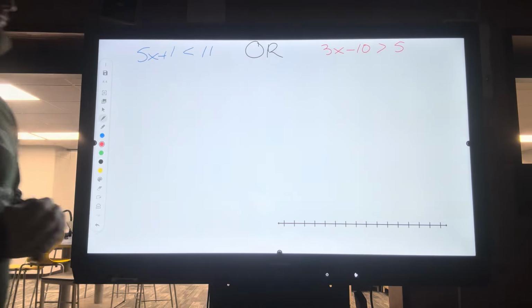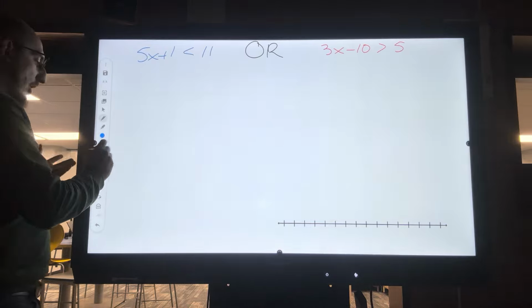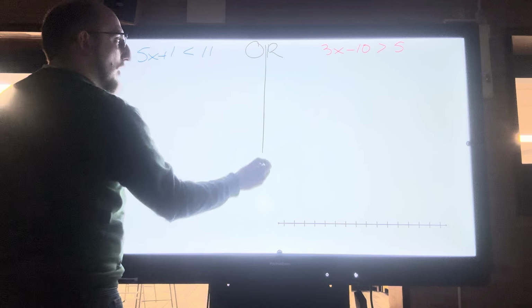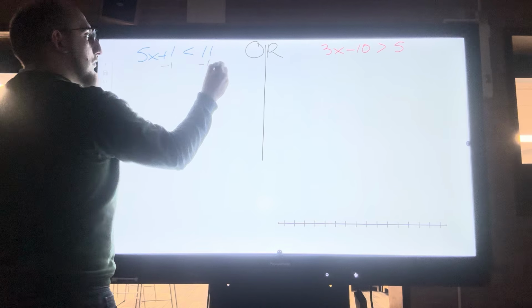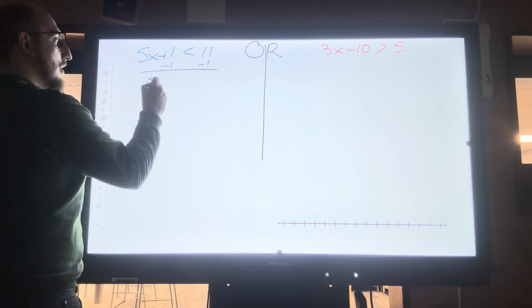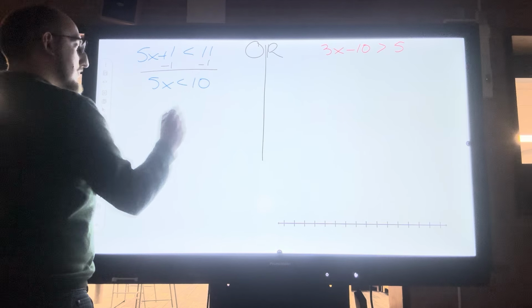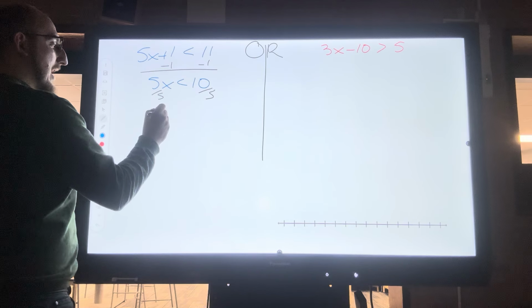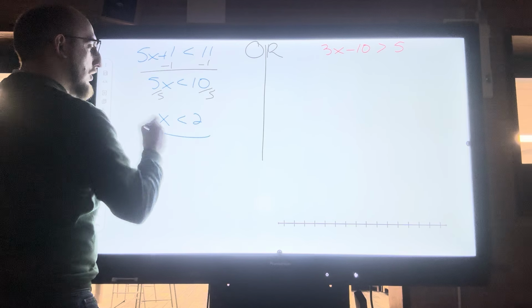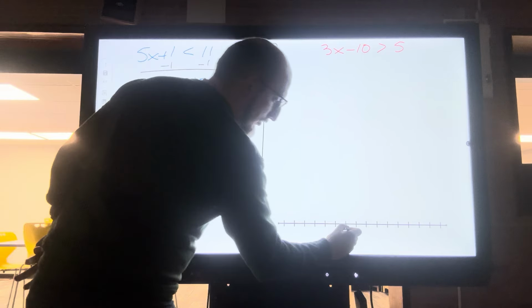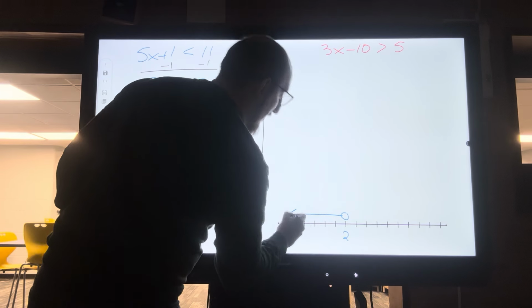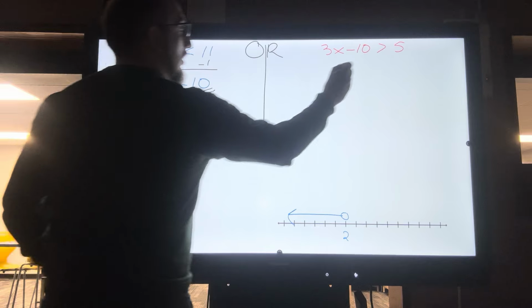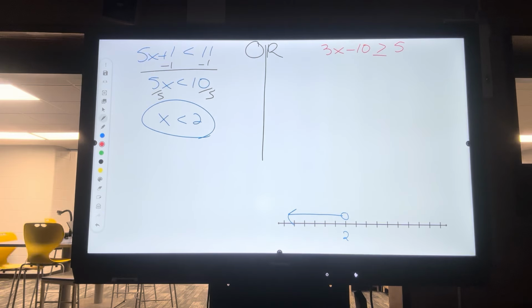Boom. So what I'm going to do is solve my equations one by one. I'm going to solve one equation, then the other. Subtract 1 from each side, just like normal. 5x is less than 10. Divide by 5, divide by 5. I get x is less than 2. Boom. So on my graph, I have a 2, and I know x is less than that. And then I'm going to solve my red equation.